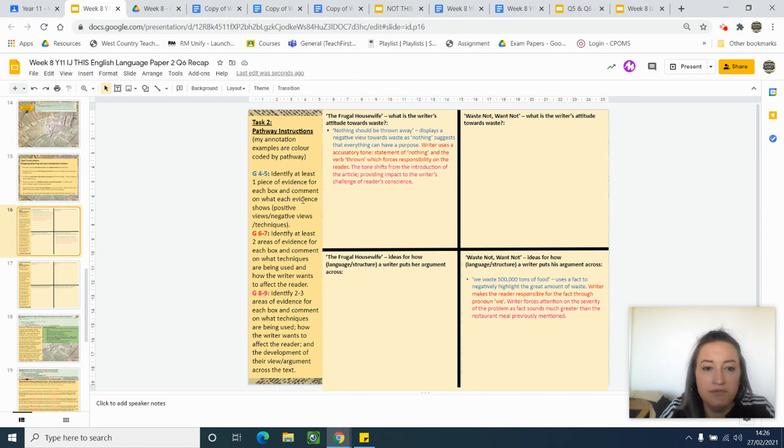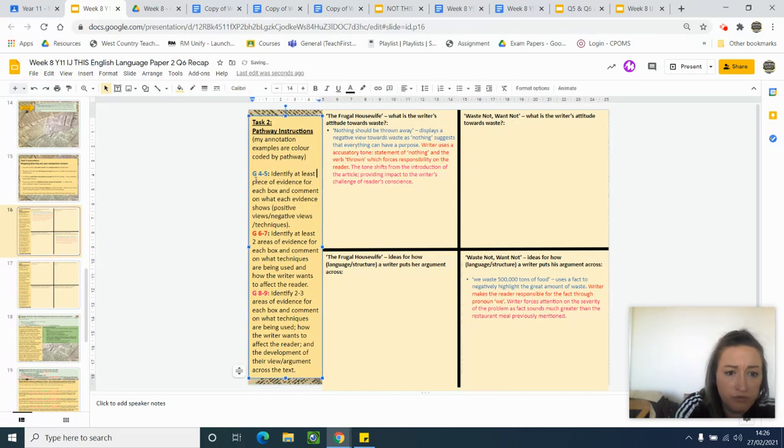Now, if I'm aiming for a grade 4 to 5, I need to identify at least one piece of evidence for each box. Actually, I am going to change that to 2. I want you all finding 2 in each box, please, and comment on what each evidence shows. So is it positive views, negative views, and any techniques? If you're aiming for a 6 or 7, you need to really comment on how the writer wants to affect the reader. And then if you're commenting on 8 or 9, you really want to focus on techniques and language analysis. So we'll look at this example here, okay?